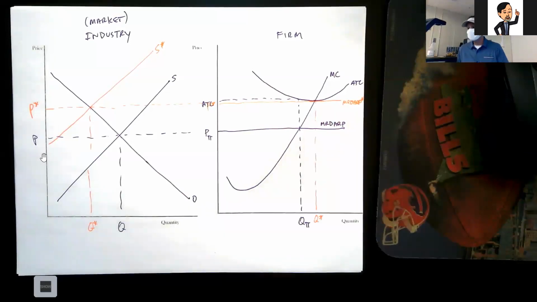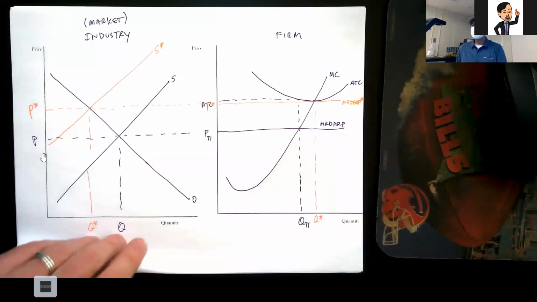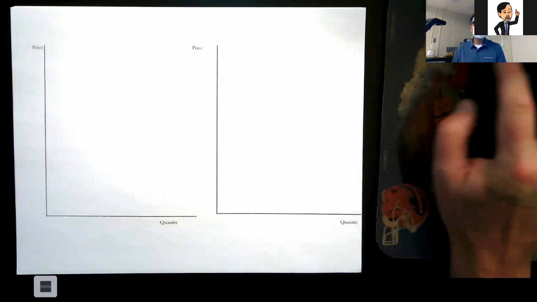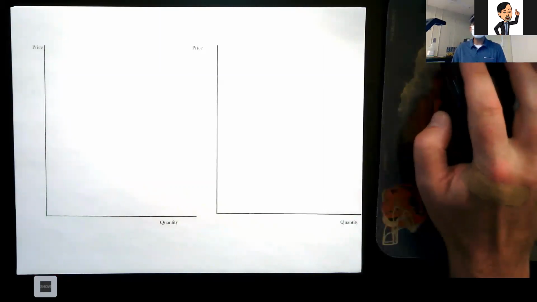Good times. All right, now what you're going to do is graph, start to finish, a firm earning economic profit side by side with a market and show it returning to long run equilibrium.